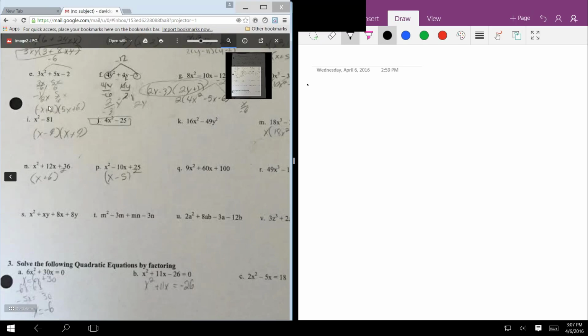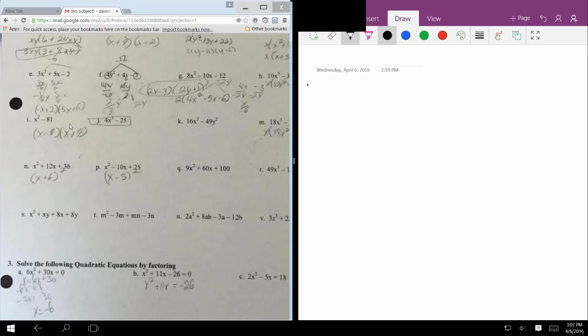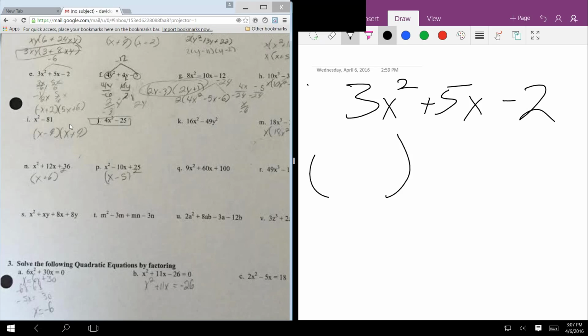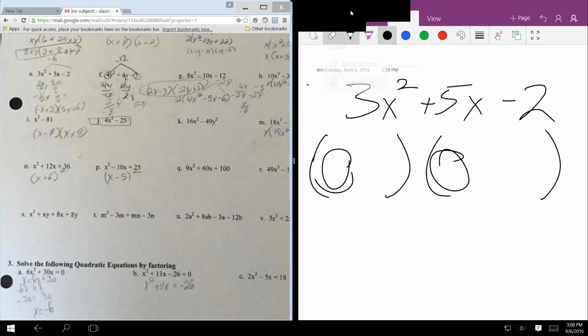Notice that your answer for E does not produce 3x squared as a first term. Okay. It has to. Otherwise you did it wrong. Let's play with this one. These are harder because the coefficient is not 1. But our job is still the same. Let's split up the 3x squared. What does it have to be here and here? There's only one choice.